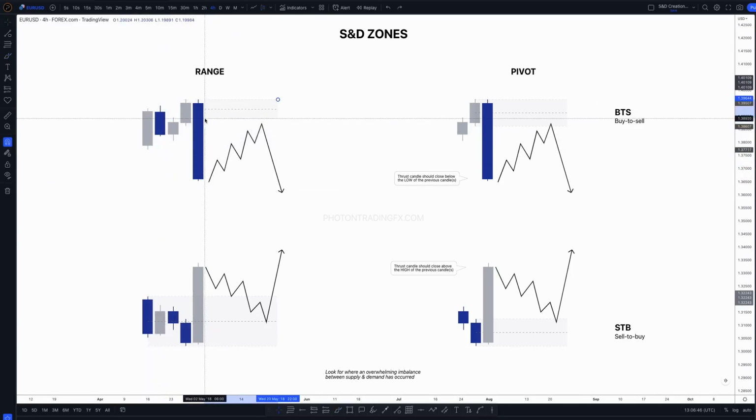You just basically draw a box, whatever tool you want to use, and you draw it from the low of the range to the top of the range. And then we get that thrust out. And essentially that whole box there represents our supply range, okay? Range created supply range, whatever you want to call it.